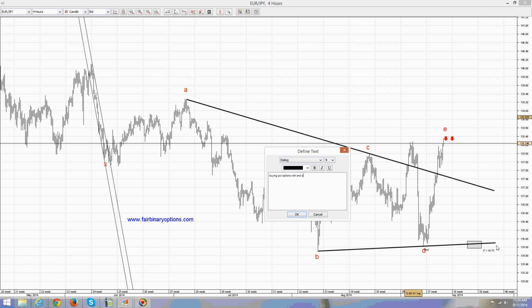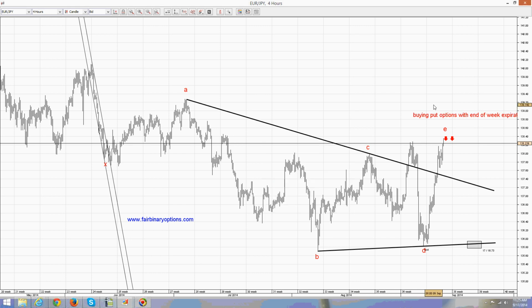So, buying put options with end of week expiration date for the euro and the Japanese yen, as again this is as bearish as it can get in my book.